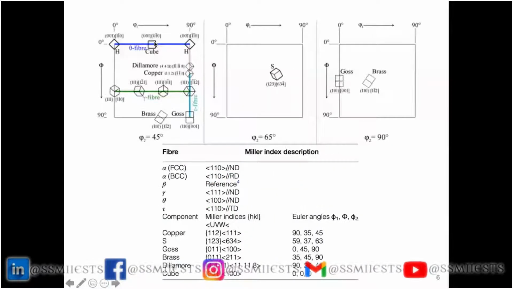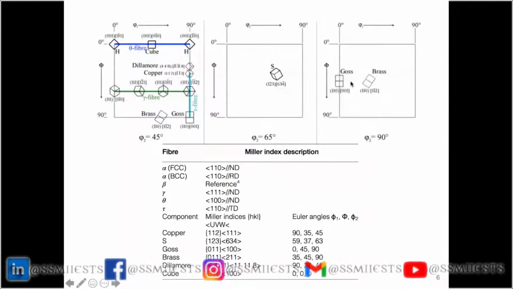This is the cube component. This is the rotated cube component. Here, this is our famous gamma fiber. So this is the copper component, 112 minus 1 minus 1, 1. In the phi2 45 degree section, we have another very important component. It's the S orientation. And in the phi2 90 degrees section, we have the Goss and the brass orientation.